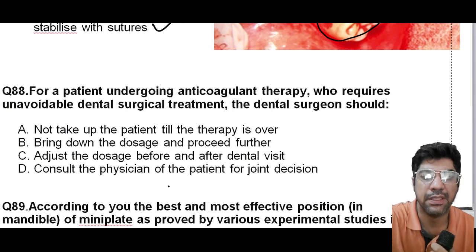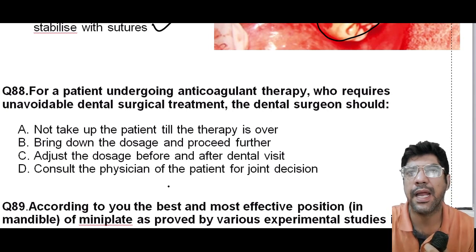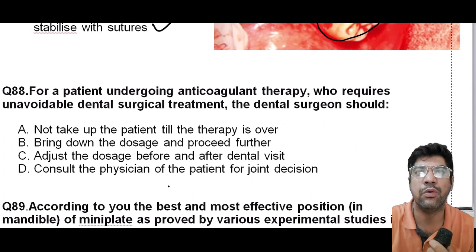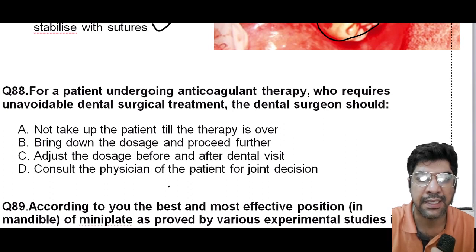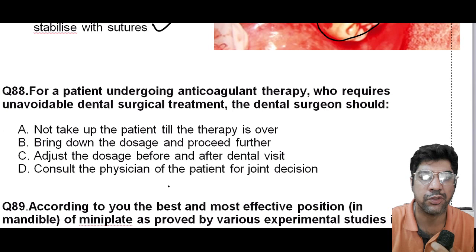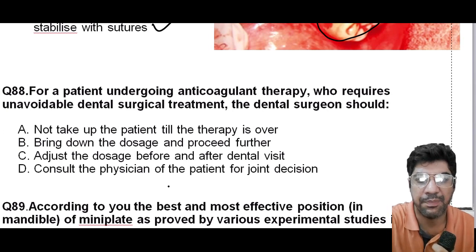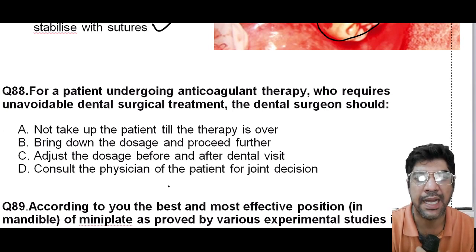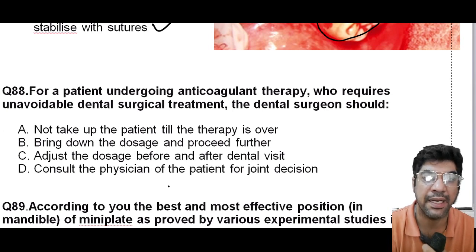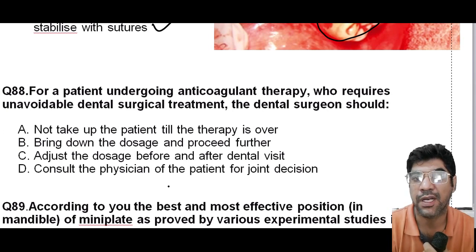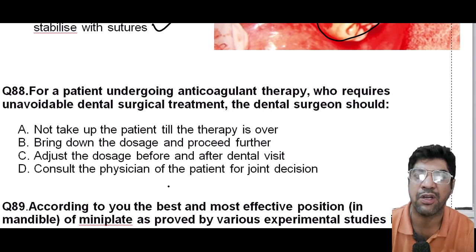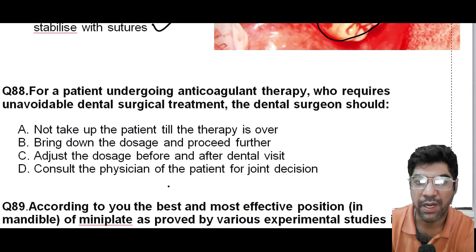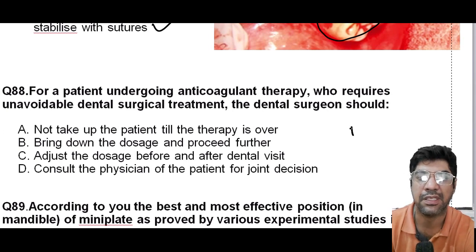So the answer is D. For a patient undergoing anticoagulant therapy who requires unavoidable dental surgical treatment, the dental surgeon should consult the physician of the patient for a joint decision. So when the patient is undergoing anticoagulant therapy and requires dental surgical treatment, it is essential for the dental surgeon to work closely with the patient's physician to make an informed decision regarding the management of anticoagulation therapy before, during and after the dental procedure.